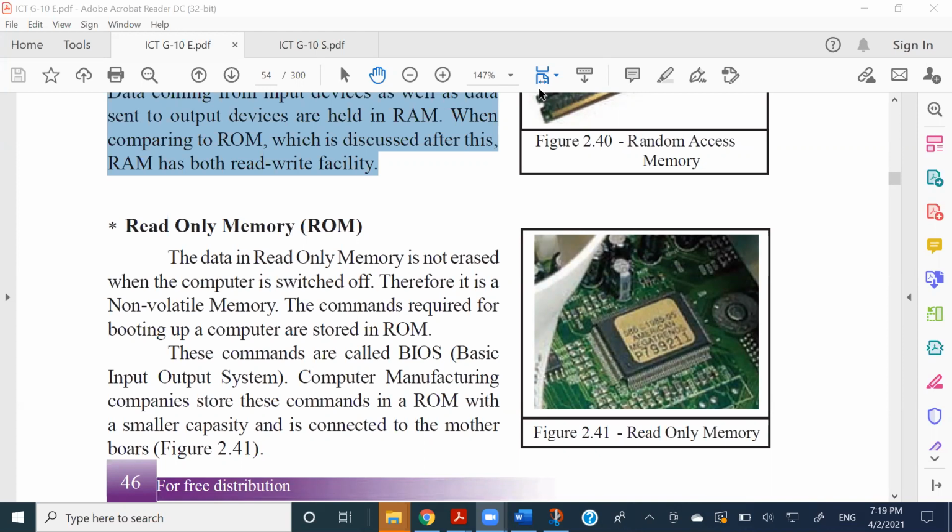Right, we call it the CMOS battery. So that battery powers up these kind of ROMs not to erase the things inside it.